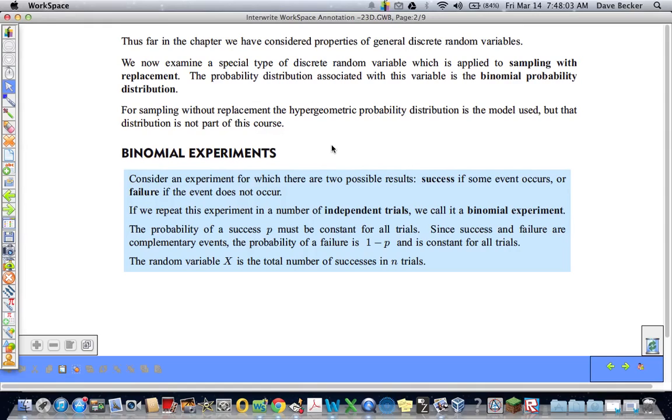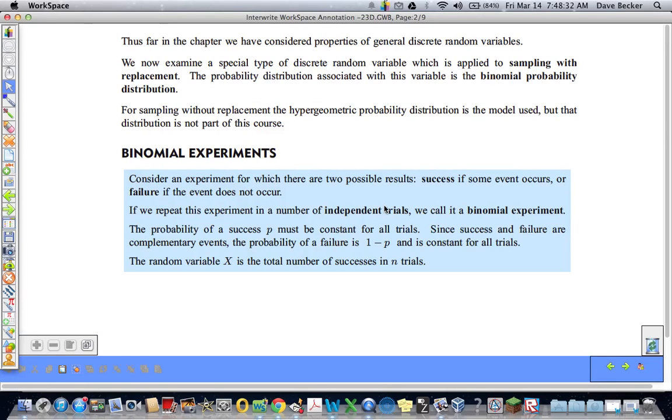experiments. Now, this is really important that all this vocabulary and information, bear down, take some notes, do whatever you have to do, because you really got to understand what's going on here. Binomial experiments basically are experiments where there are two possible results, success and failure. And if we repeat this experiment in a number of independent trials, it's called a binomial experiment.